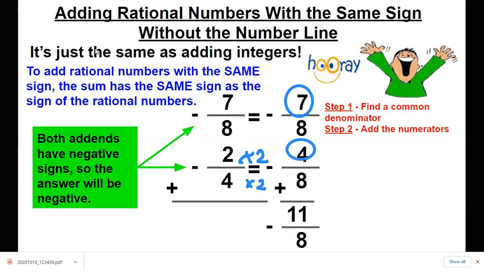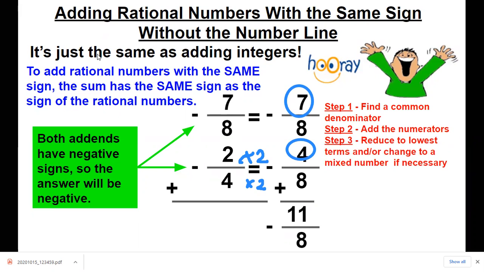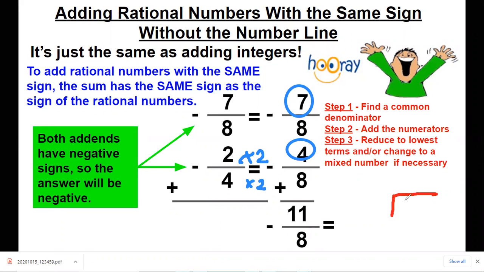I can't keep it that way. I have to change it to a mixed number because 11 is greater than 8, and I can't have a bigger number on the top of my fraction. So I'm going to reduce it or change it to a mixed number. So how do I do that? If you remember, let me just get a little different color here. So I'm going to make a long division house. I'm going to put the 11, the top number, on the inside and the bottom number on the outside.